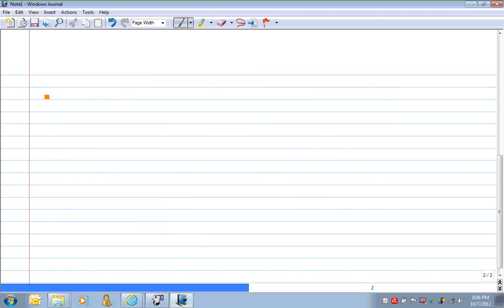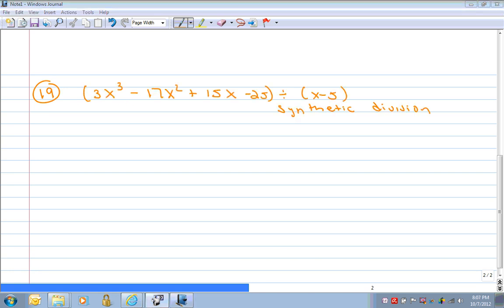Next problem is problem number 19 off those same pages. Okay, so our problem is here in front of us, and we're asked to use synthetic division this time. This time we have an x cubed, an x squared, an x, and a constant, so we do not have to worry about zeros as placeholders.